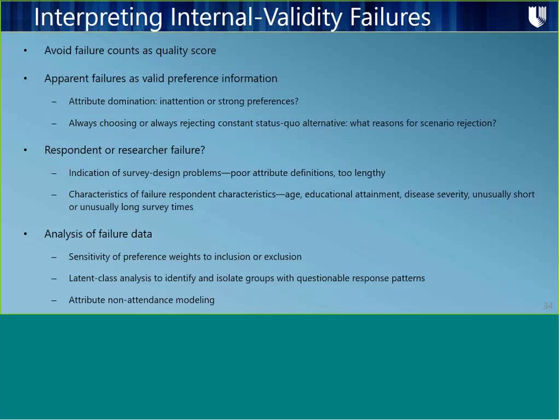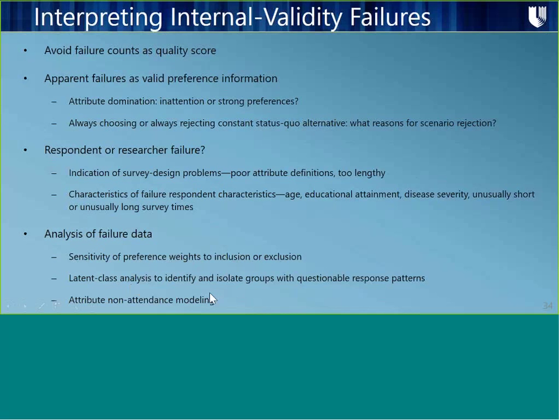It may be that respondents who are frail, who have very severe conditions, just have a hard time concentrating for 20 minutes to take the survey. And we've already mentioned that unusually short or unusually long survey times are a pretty clear indication that something is going wrong in the way the respondent is processing the choice task or the rating or ranking task. So there are lots of statistical things that we can do to evaluate the failure data.